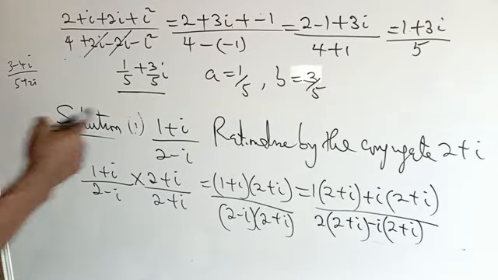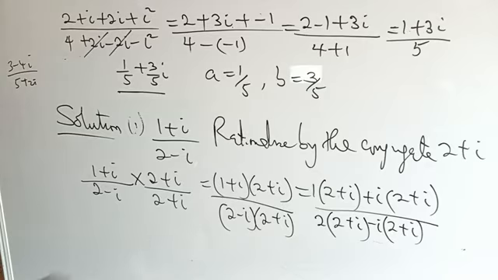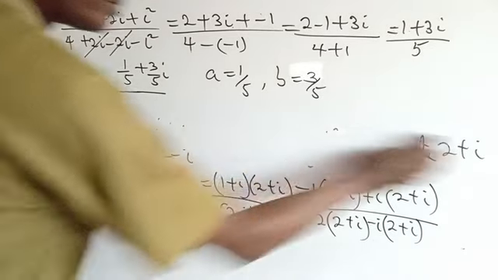So the real part of this problem is 1 over 5, while the imaginary part of the problem is 3 over 5. Okay. Now the second question.